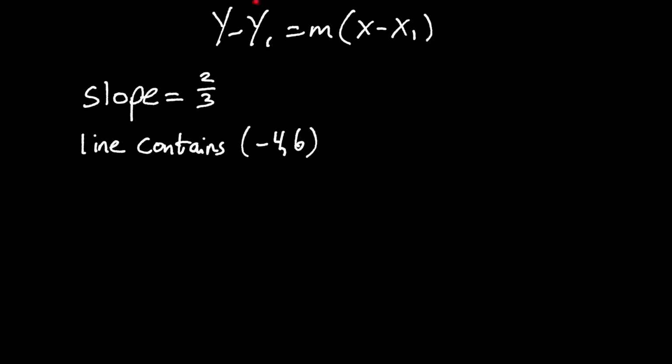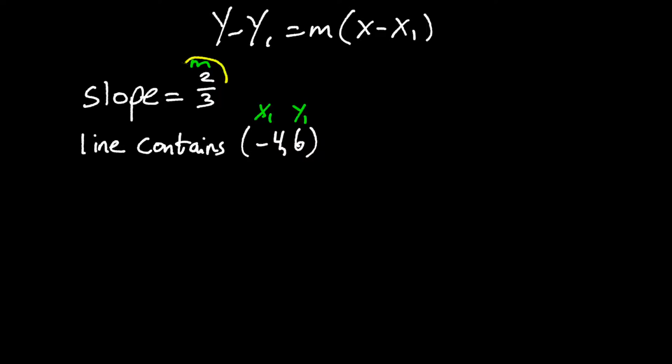Let's say we're asked to use the point-slope form, which I've rewritten here, to create the equation of a line that has a slope of 2/3, and the line contains the point -4, 6. Well, what do we know? We know our slope, which is m. Slope is always m. And we have a point, made up of an x value and a y value. So this would be x1, this would be y1.